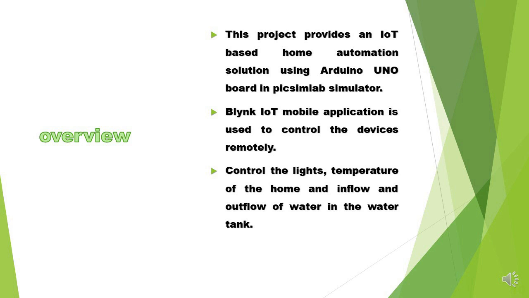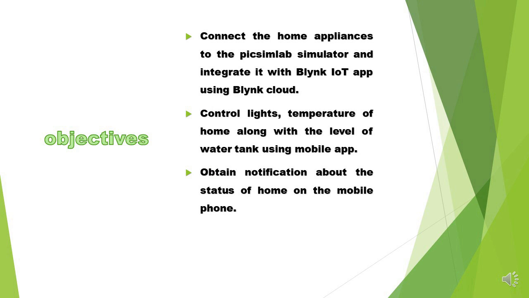In the next slide, we are going to discuss the objectives of our project. Connect the home appliances to the Arduino and integrate it with the Blynk IoT app using Blynk Cloud. Control the light and temperature of the home along with the level of the water tank using a mobile app. Obtain notifications about the status of the home on the mobile phone. And in this we can also monitor or get the details of other devices we are controlling.